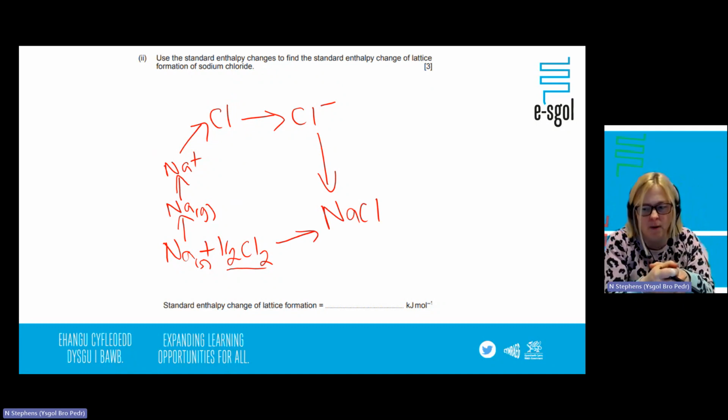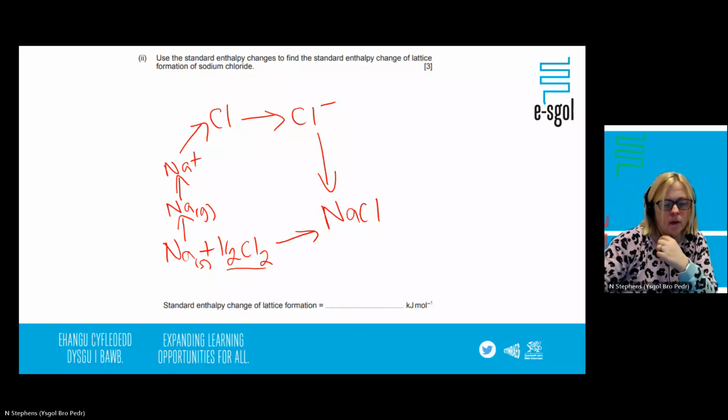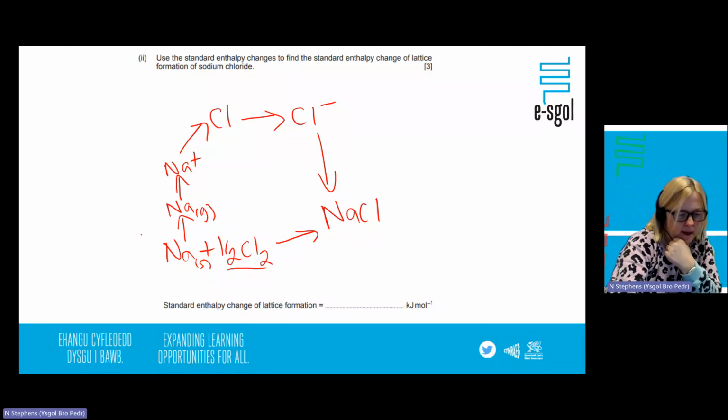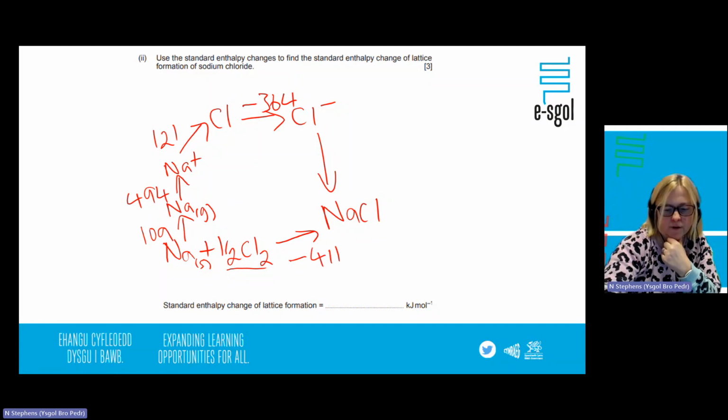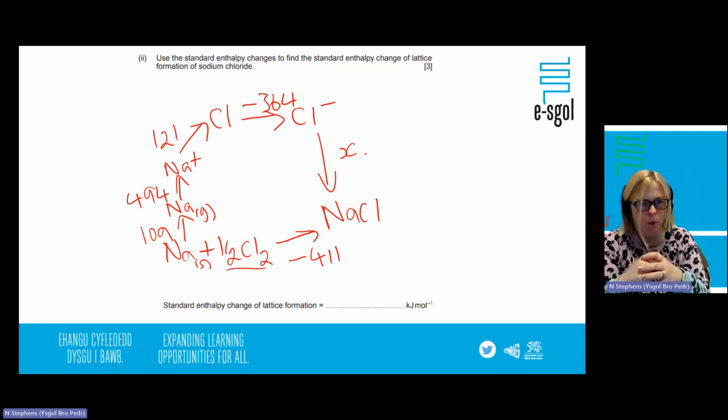As is always the case, clockwise equals anti-clockwise. So by inputting the numbers from the table given before, you've got 109 for that one, 494 was specified as that one. Remembering to halve the bond energy of the chlorine molecule, so 121, minus 364. And the entire delta H of the reaction was specified as being minus 411, which means you've only got one unknown arrow from all of that.